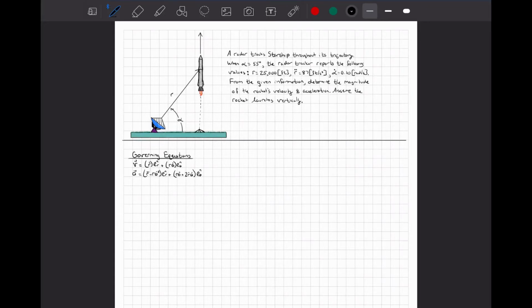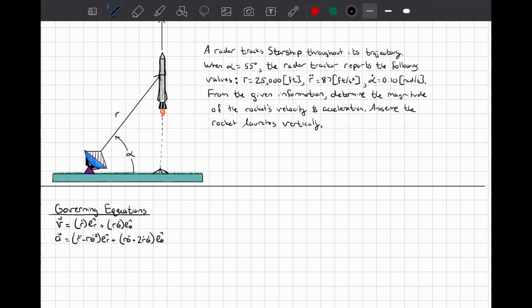Welcome back. Let's look at another problem. A radar tracks Starship throughout its trajectory. When alpha is 55 degrees, the radar tracker reports the following values. R is 25,000 feet. R double dot is 87 feet per second squared. Alpha dot is 0.1 radians per second. From the given information, determine the magnitude of the rocket's velocity and acceleration.